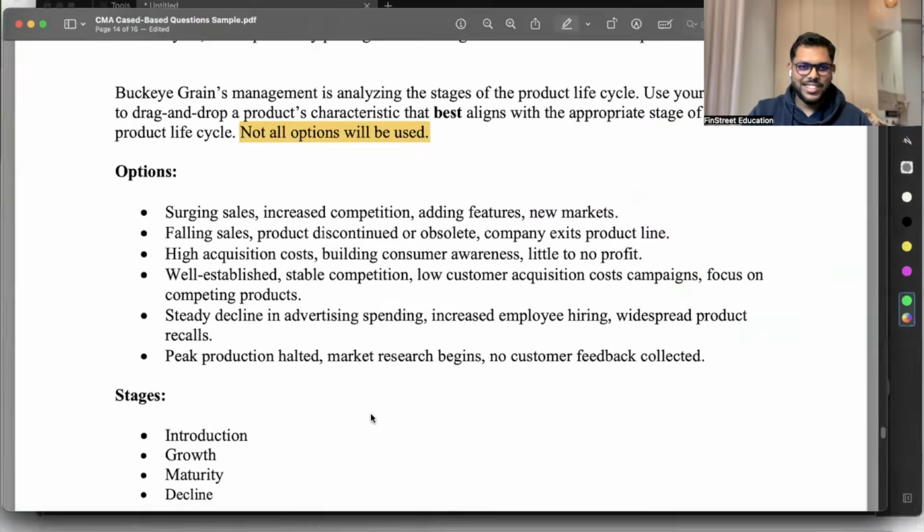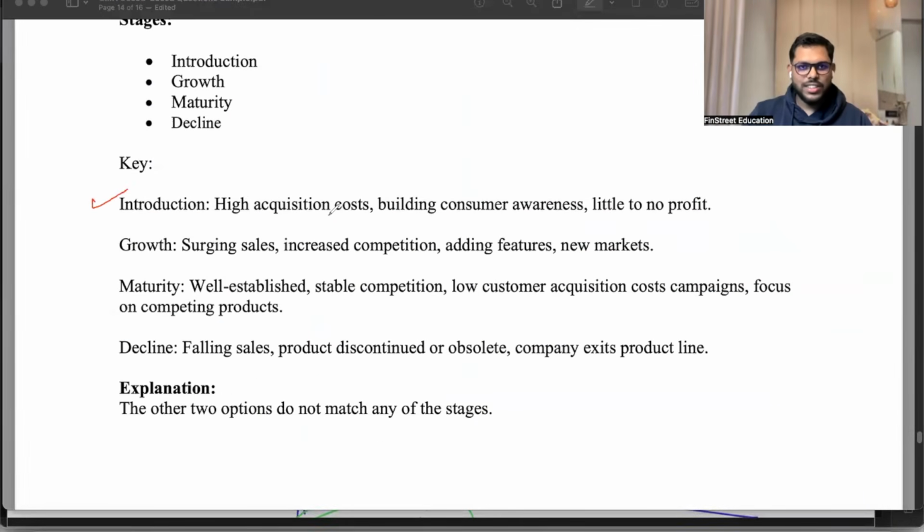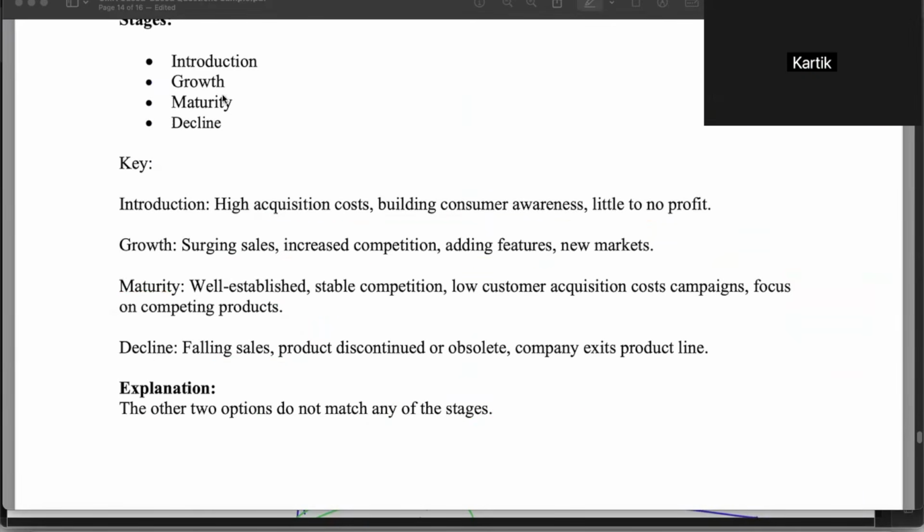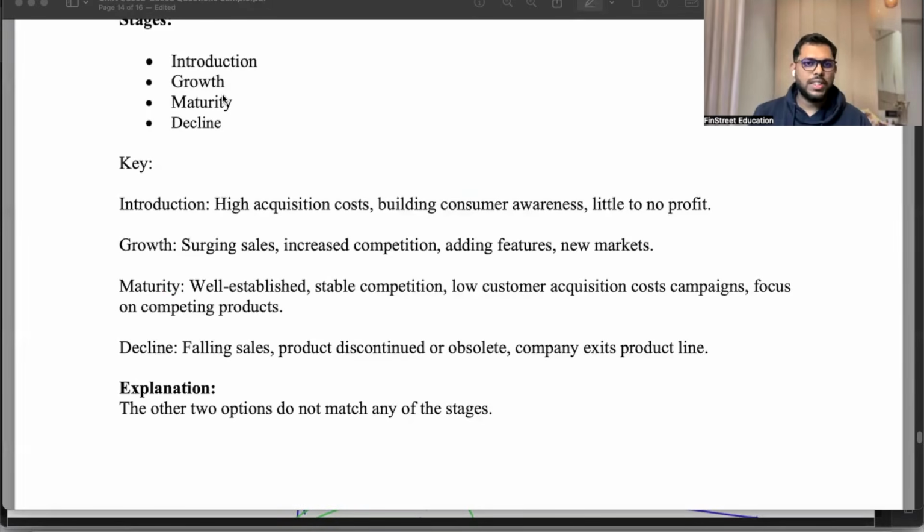So let's look at the answers now. We were correct about the introduction, high cost, awareness, little to no. Growth, we are correct again. Maturity, well established, correct. Decline, falling sales, correct. The other two options do not match any of the stages. Sir, halting means? Halting मतलब रोकना. We stop something, we halt it.